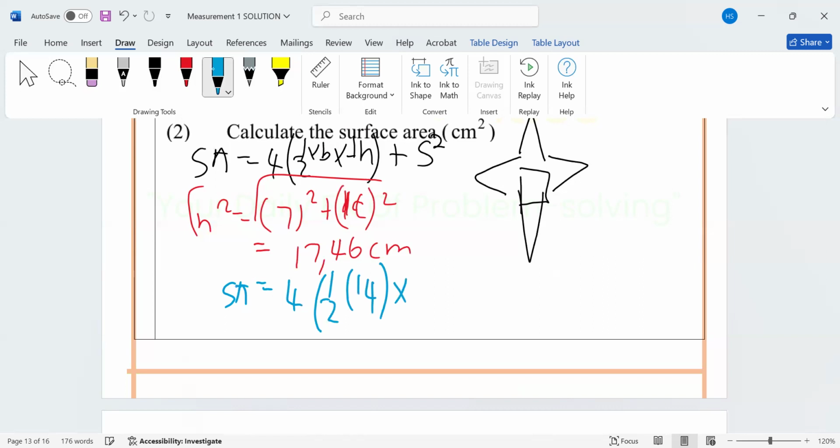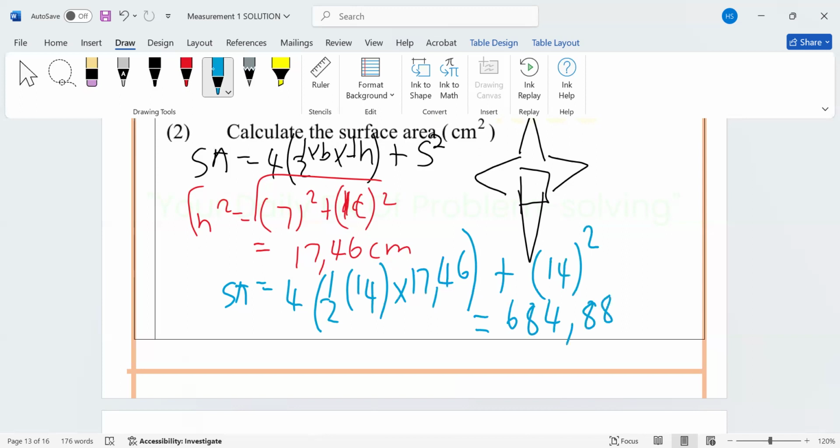Multiplied by, what is our perpendicular height? It's 17.46. After that, we close the bracket, plus our square. What is the side of each square? It's 14 all squared. What do you get as your answer? 684.88. Okay, what should I write? Centimeter squared or centimeter cubed? Yeah, we're done with this one.